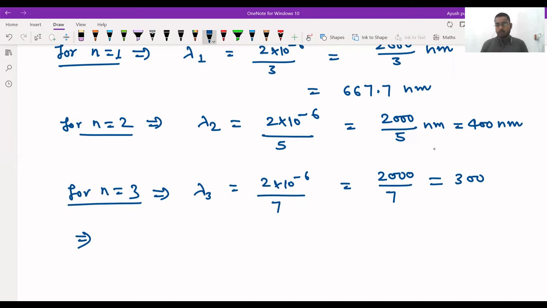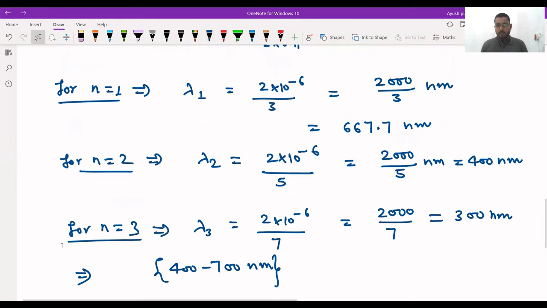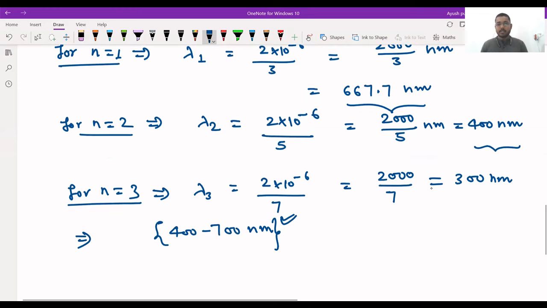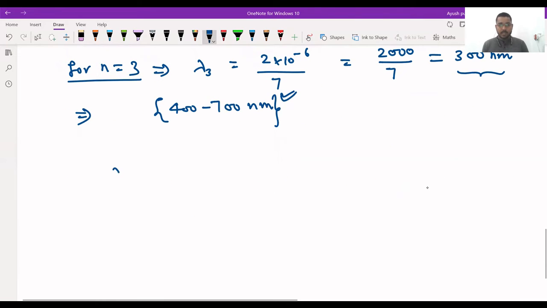From the range of white light, that is 400 to 700 nanometer, which wavelengths are falling in this range? For n equal to 0, the wavelength is 2000 nanometer, which is not in this range. For n equal to 1, the wavelength is 667.7 nanometer, which is purely in this range. For n equal to 2, the wavelength is 400 nanometer, which is again in this range. For n equal to 3, the wavelength is 300 nanometer, which is not in the range. So only 2 wavelengths fall in this range, that is 400 nanometer and 667.7 nanometer.